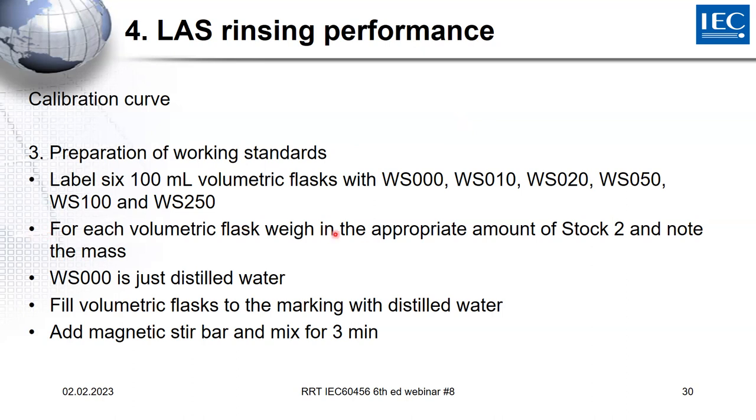And then for each flask, you take the appropriate amount of stock two and note the mass. The amount is given in the standard. You can read it also from this naming here. This WS010 means it's roughly one gram. This will be roughly 2 gram, 5 gram, 10 gram, or 25 gram of the stock two solution. You fill the flask up to the marking with distilled water and then stir it for 3 minutes.